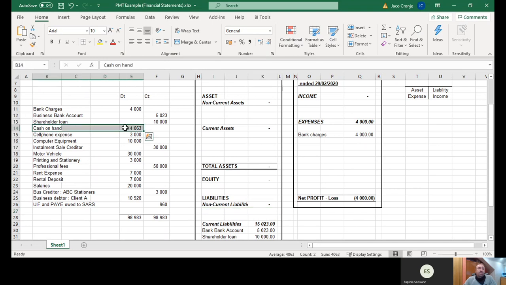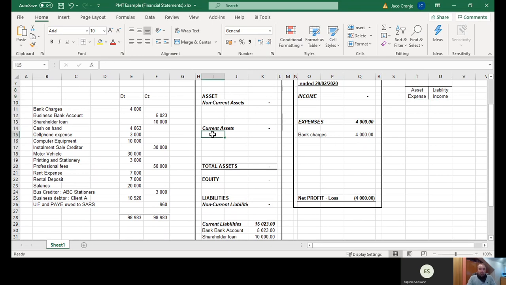Okay, now we've got cash on hand, R4,000 and some cents. That's got a debit balance. So that means it's either an asset or an expense. So let's think, if I close up shop today, will the shareholder be able to go into the little petty cash box and take that cash? And the answer is yes. Because in future, the owner of this business will be able to take that money, we classify this as an asset and not an expense.